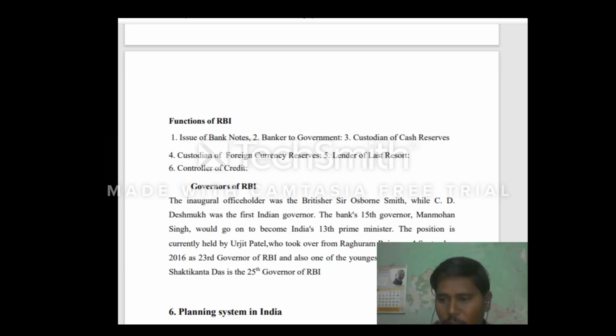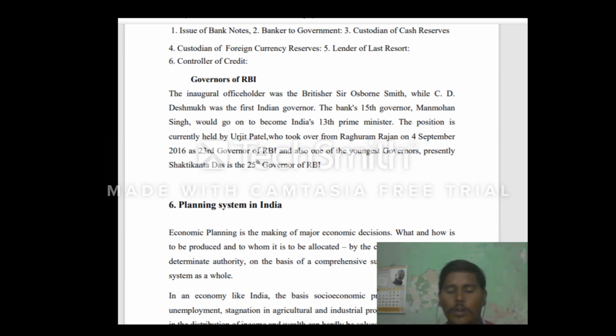Governors of RBI. As we know, the first governor of RBI was Osborne Smith, but he was not Indian; he was from Britain. The first Indian governor of RBI was C.D. Deshmukh. Right now we have Shaktikanta Das, the 25th governor of RBI. In fact, we have had very good governors of RBI like Raghuram Rajan, Manmohan Singh, Urjit Patel, and C. Rangarajan.